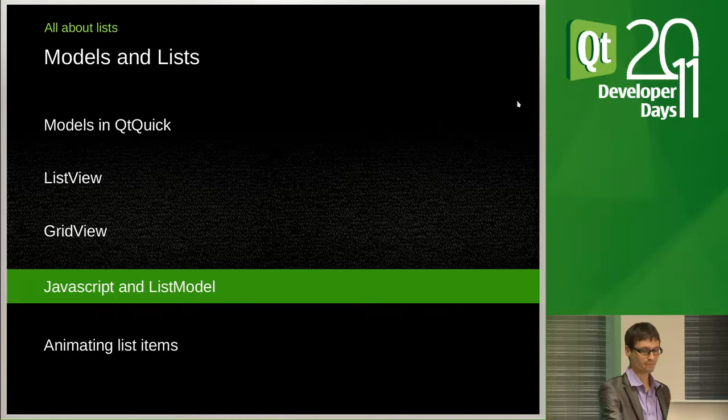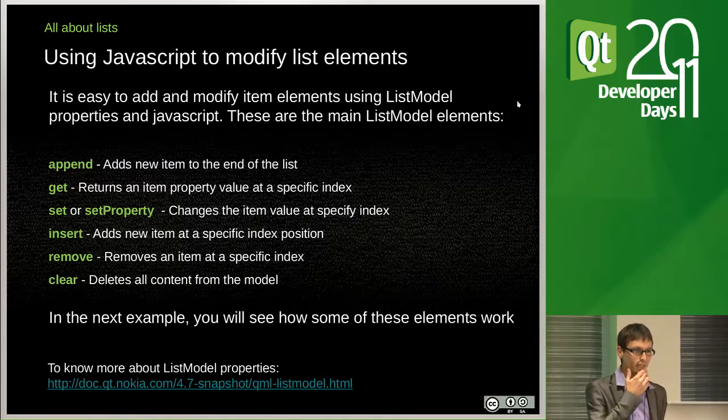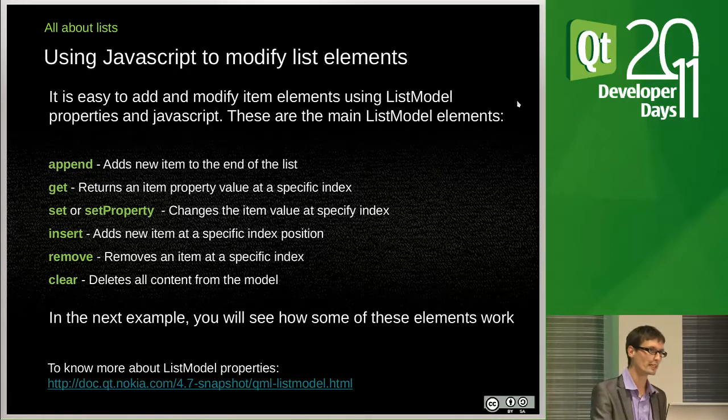JavaScript and list model. You can change your model using JavaScript. You have a number of methods to do this. You can append items, you can remove items, you can move items, you can change the value of items. And you can do this all using JavaScript.